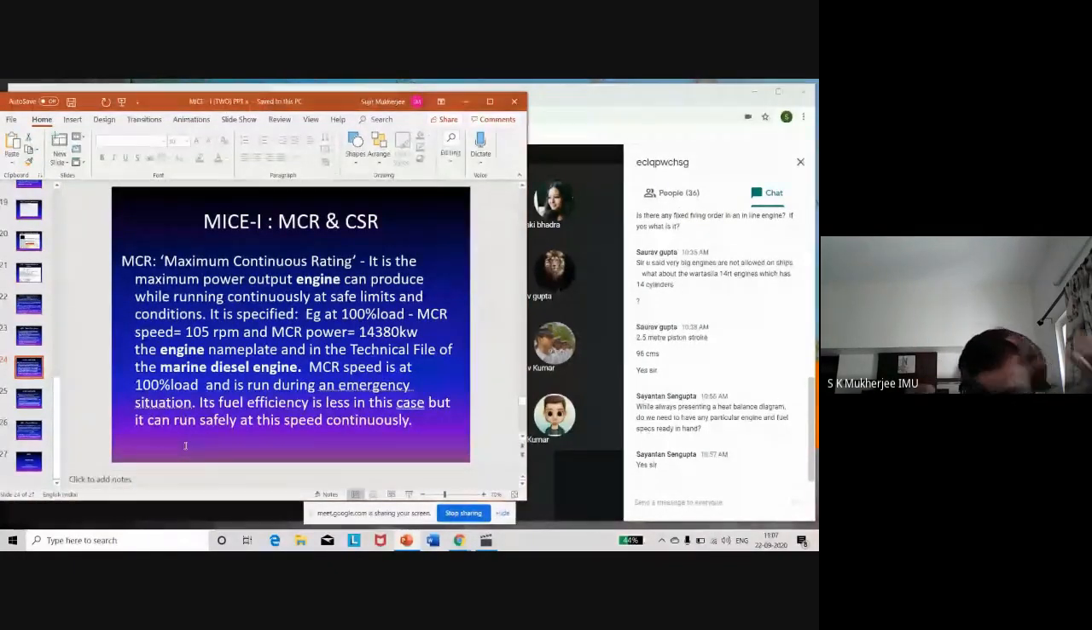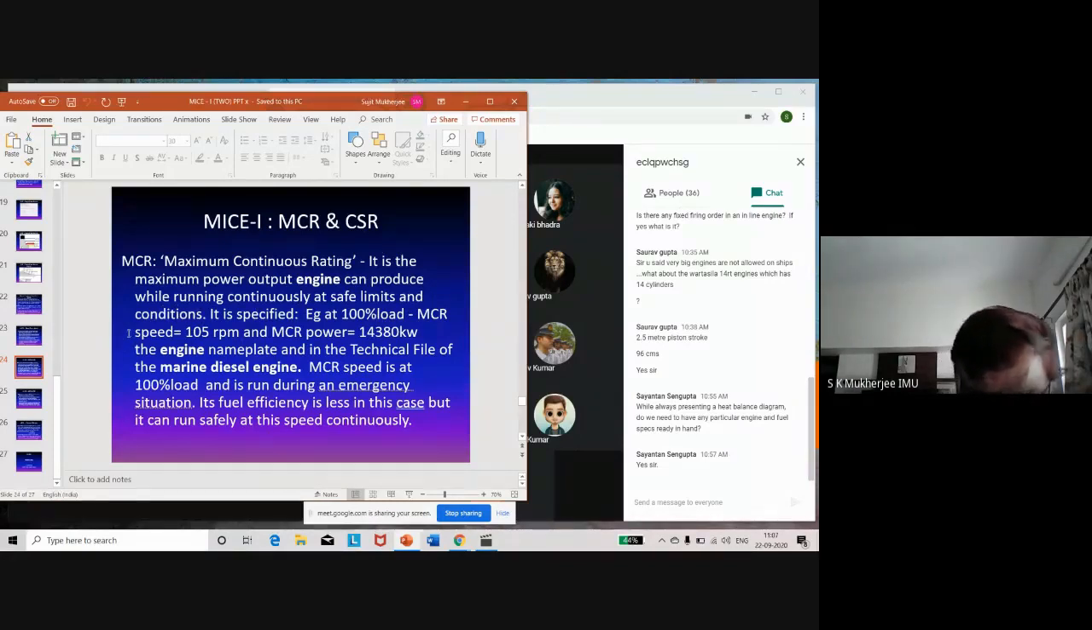All right, at normal sailing conditions, and this is decided during sea trials, it is at 100% power and 100% speed. So that point is called the maximum continuous rating or 100% load. It is the maximum power our engine can produce while running continuously at safe limits and conditions.